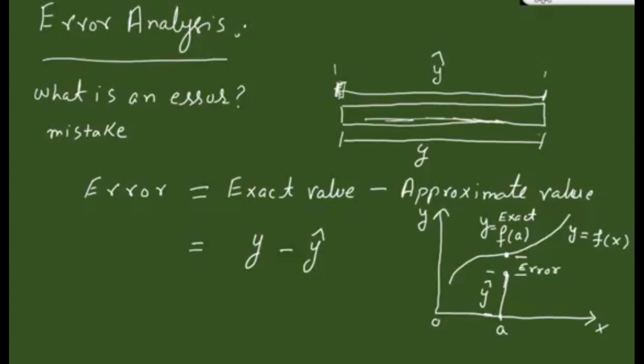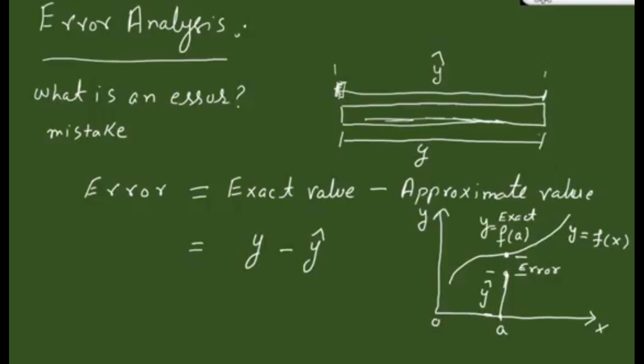I hope you are all already aware of the error concept, being engineering students or final year. But this is just to connect the things: you have one thing which you call exact, and the other thing which you call approximate. If you compute the difference of these two, you get the error. So it is a very simple idea.